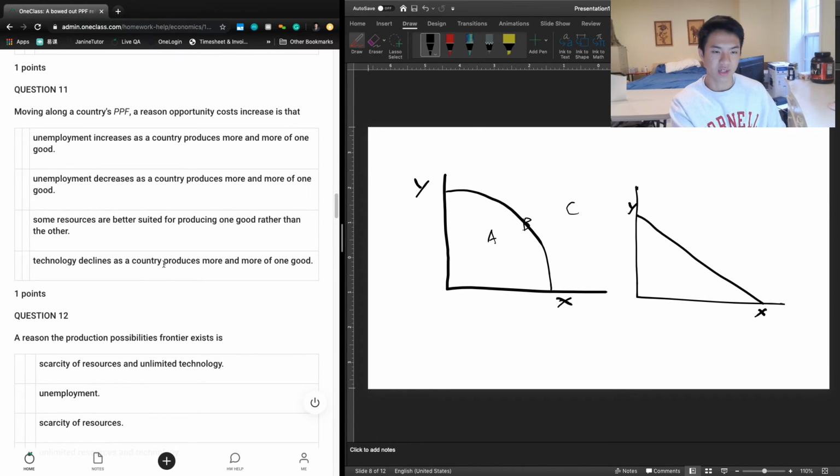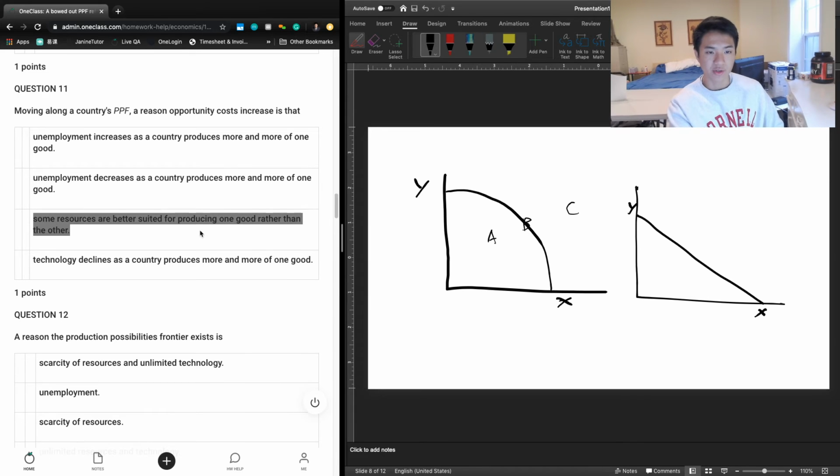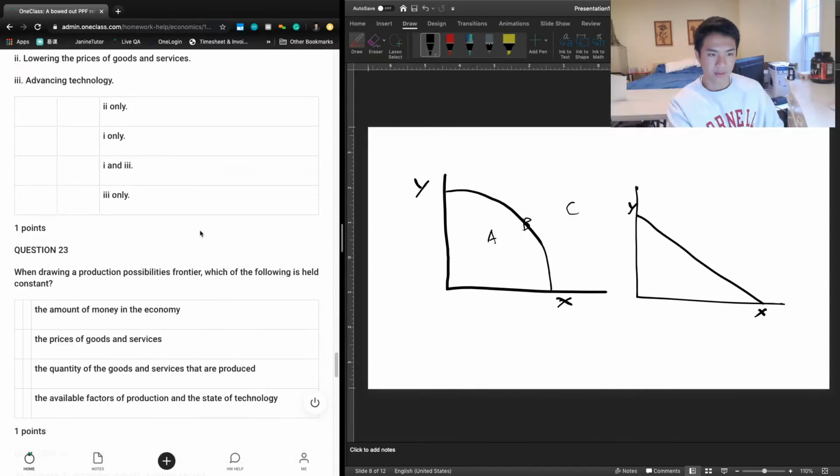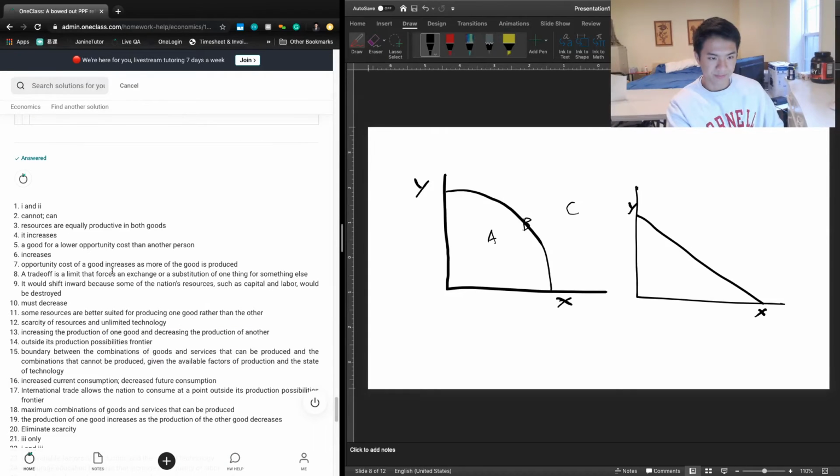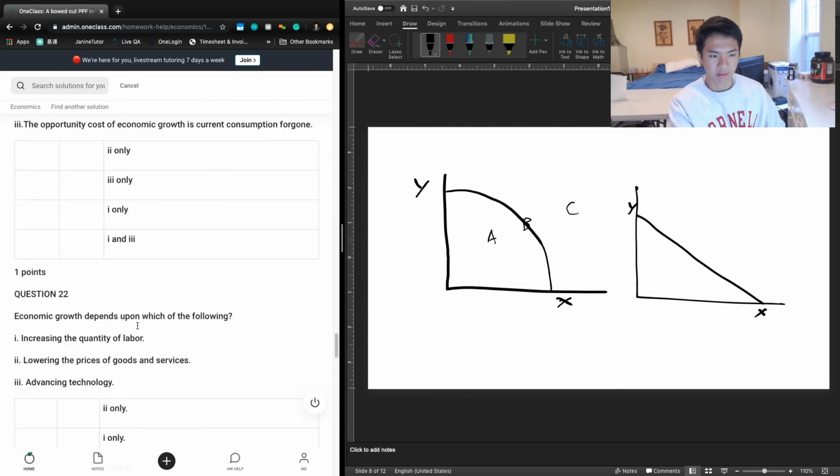And finally, technology declines as the country produces more and more of one good. That's not the case. Technology is not correlated with production quantity of one good. In fact, you might even suggest that technology might increase as you produce more of one good, as you invest more into understanding how to produce that good efficiently. So the correct answer is that some resources are better suited for producing one good rather than the other. Let's take a look at the answers. Yeah, question 11. Some resources are better suited for producing one good rather than the other. Great.